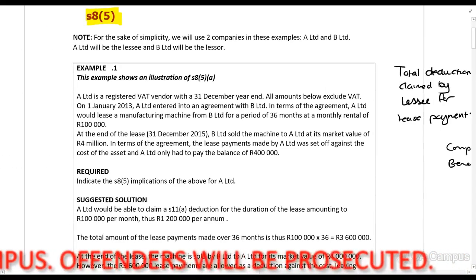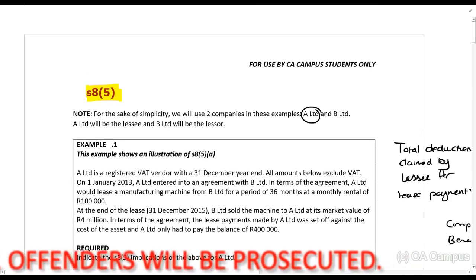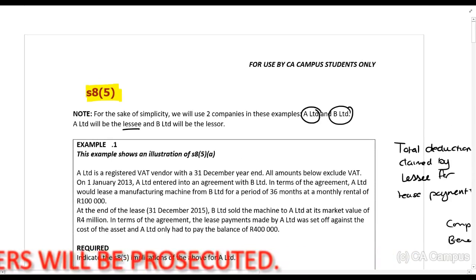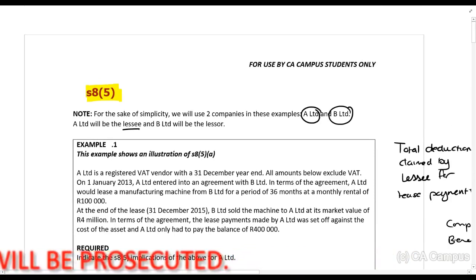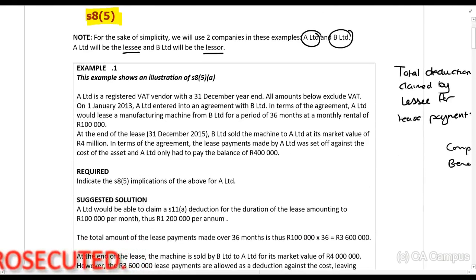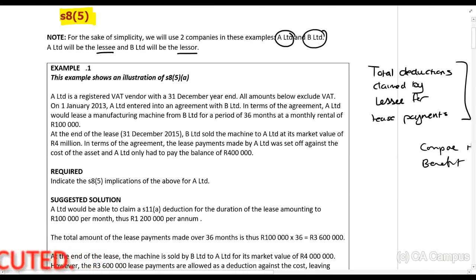You'll see in this example I've used two companies, A Limited and B Limited. A Limited is the lessee, so the person who is leasing from someone else, the person who is paying, and B Limited is the lessor, so the person who receives rental income. So A Limited is a registered VAT vendor with a 31 December year end. All amounts below exclude VAT. On the 1st of January 2013, A Limited entered into an agreement with B Limited. In terms of the agreement, A Limited would lease a manufacturing machine from B Limited for a period of 36 months at a monthly rental of 1 million rands.